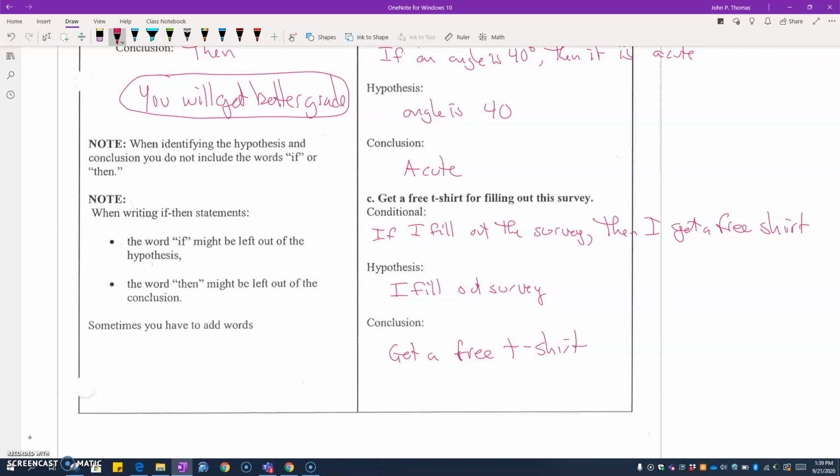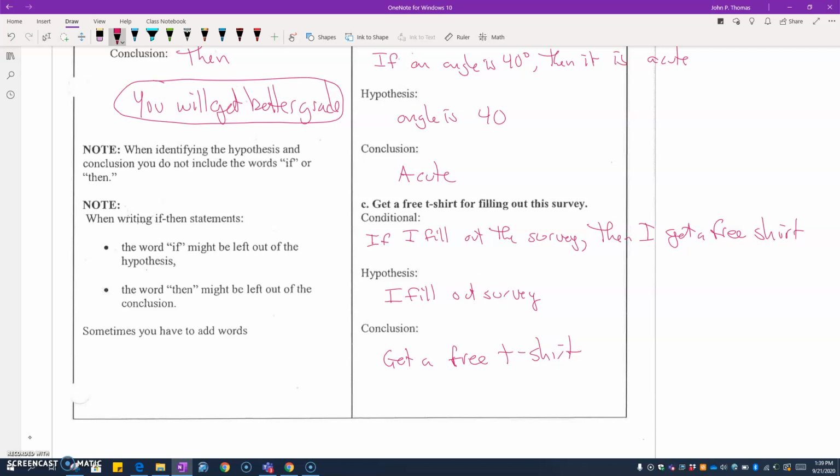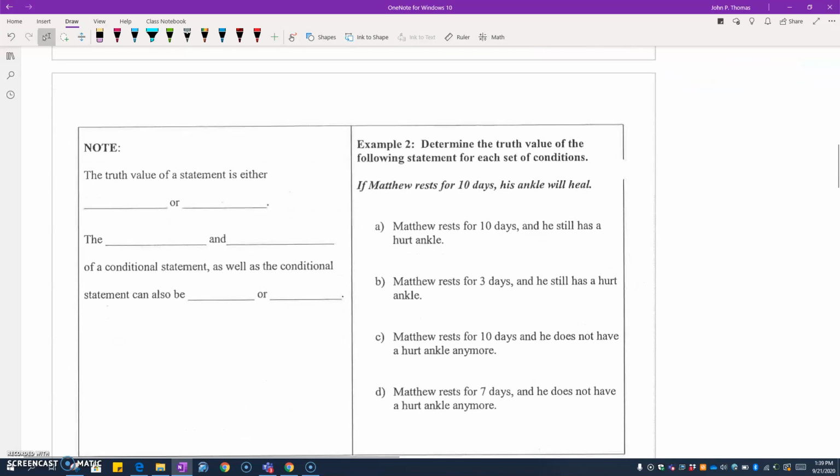All right, so when we look at conditional statements, you're really looking for if-then format. The biggest thing you want to watch out for is any time when the cause and effect seems mixed up in the order that the sentence is written. And you always want to look for that if part being the cause, and then the then part being what happens because of that cause. All right, now when we look at this, the truth value of a statement is always either true or false. All right, those are the two options.